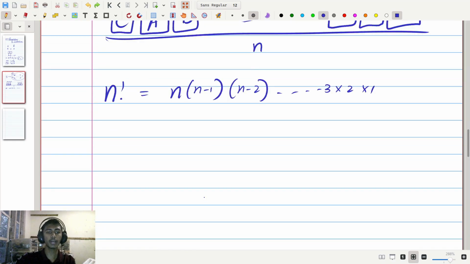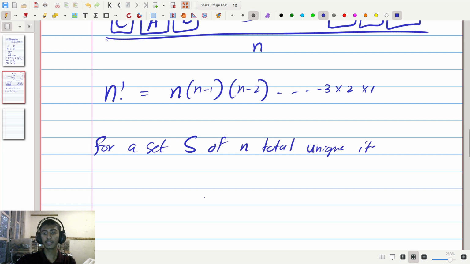So then we can write down here that for a set S of n total items, and another important thing is that they are all unique from each other, so we can say unique items, the number of permutations is going to be n factorial, as in if we have n total items and we shuffle them around, the different number of ways that we could shuffle those n total items is going to be n factorial.